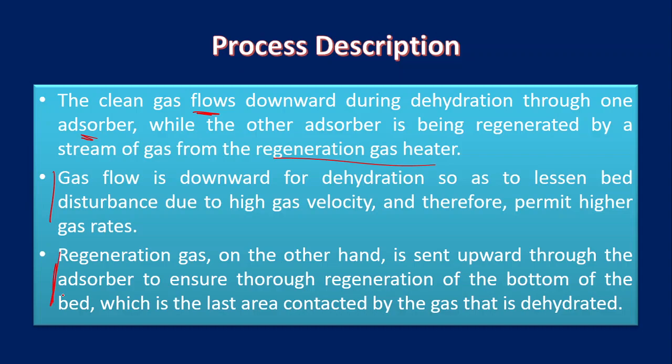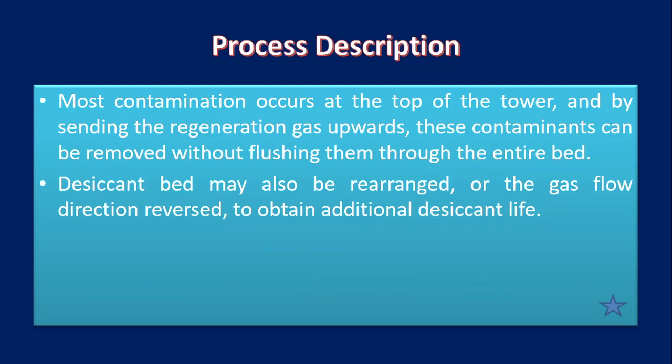So in dehydration, the gas flow is downwards. In regeneration, the flow goes in the upward direction. Most contamination occurs at the top of the tower, and by sending the regeneration gas upward, these contaminants can be removed without flushing them through the entire bed. That is the process for regeneration. The desiccant bed may also be rearranged, or the gas flow direction reversed, to obtain additional desiccant life. That is also possible here.